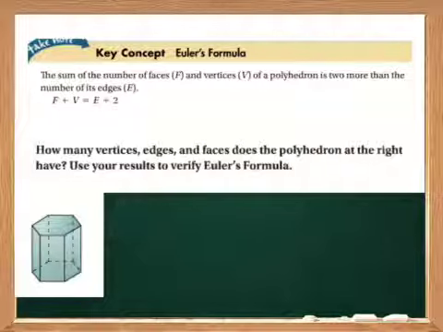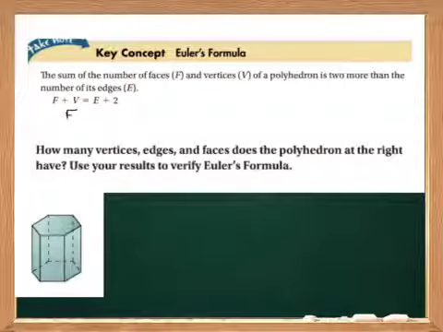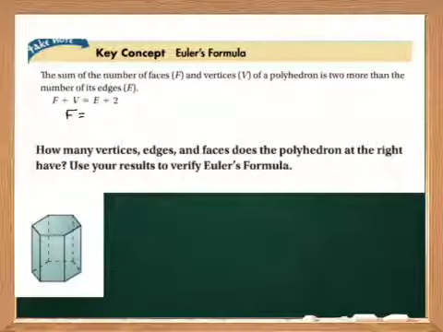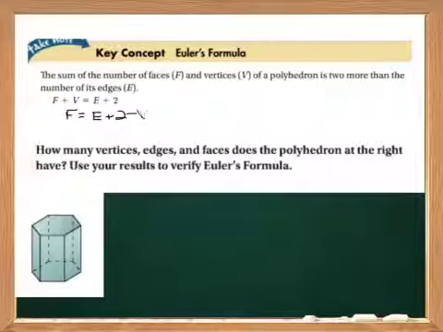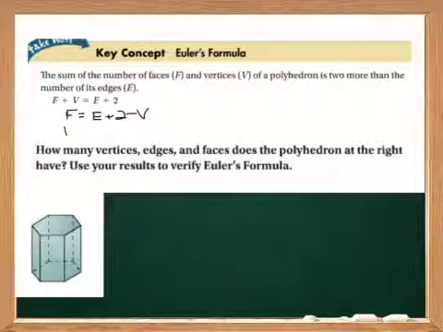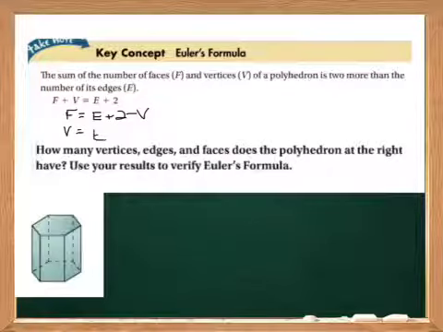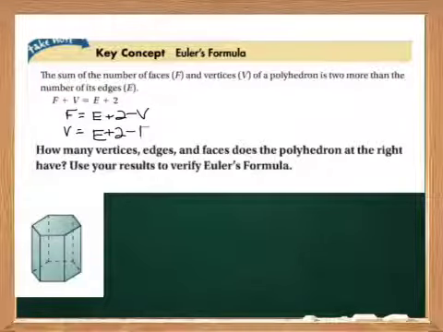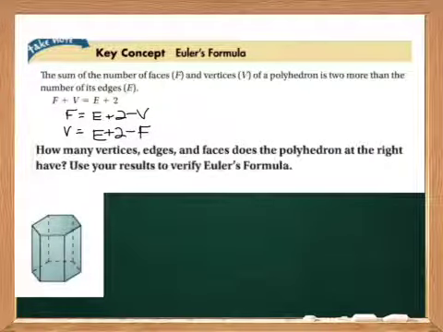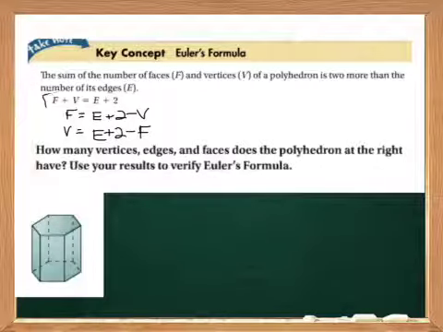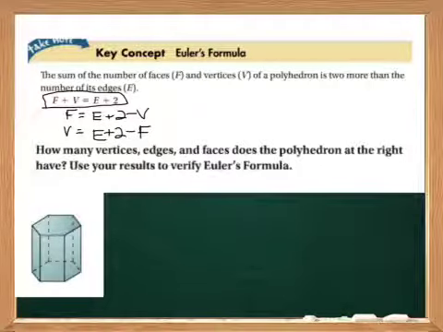If we subtract V to the other side, we also know that the number of faces is the number of edges plus 2 minus the number of vertices, or the number of vertices is the number of edges plus 2 minus the number of faces. So we can do some playing around with this. You can subtract the 2 to the other side, stuff like that. But this is the formula that you need to know.